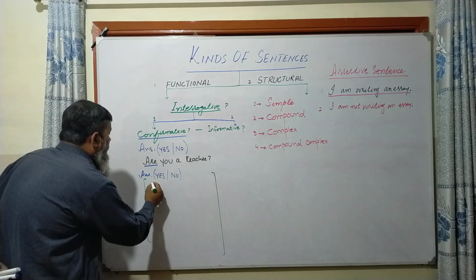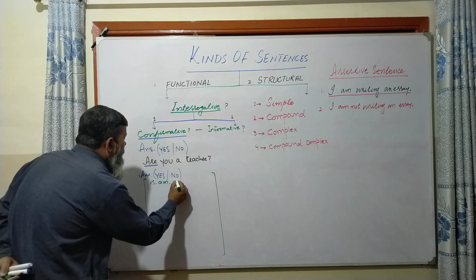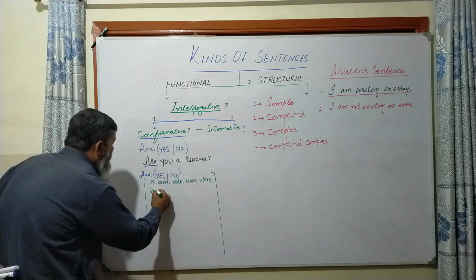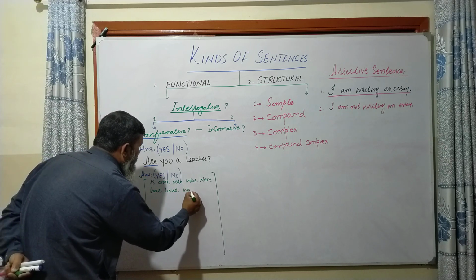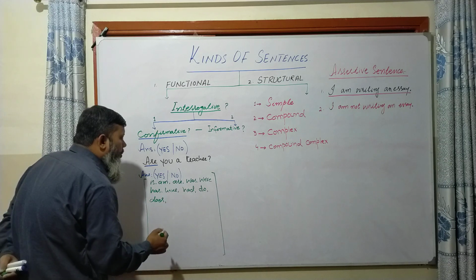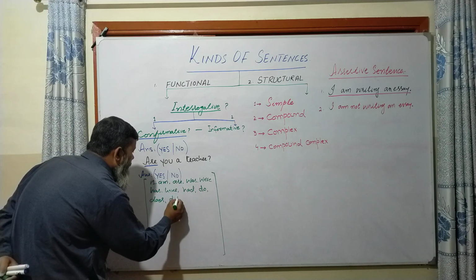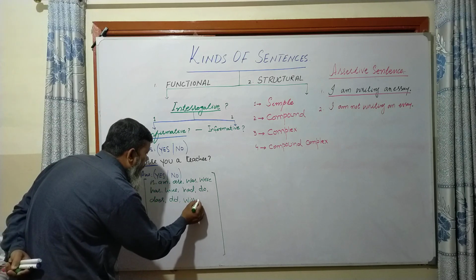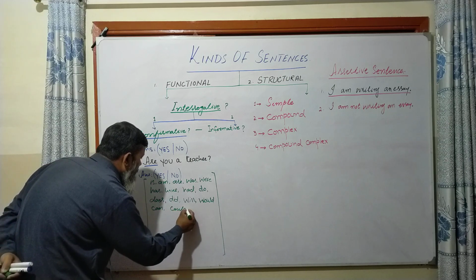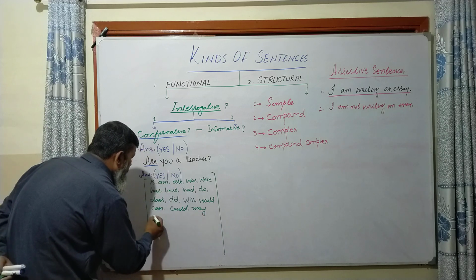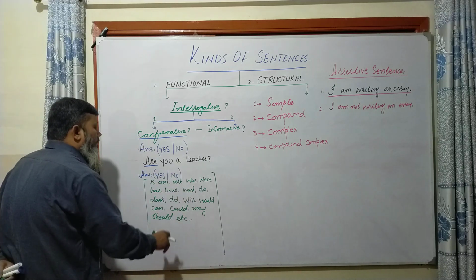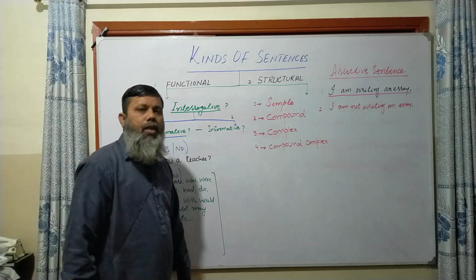Now, we use, suppose, is, am, are, was, were, has, have, had, do, does, did, will, would, can, could, may, should, etc. These words will be at the beginning of an interrogative sentence.